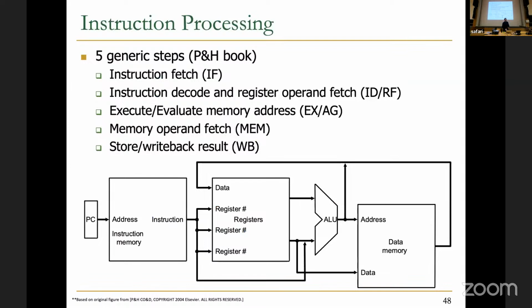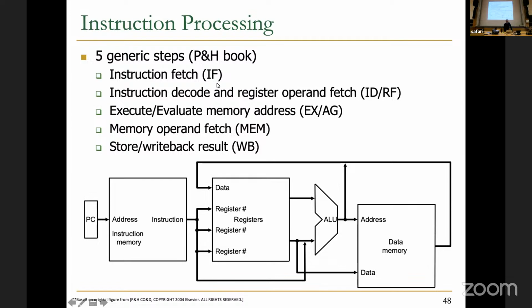Okay, so basically, I'm going to follow this Patterson and Hennessy book, which divides, and your book also divides, the processing into 5 generic steps. You have instruction fetch, basically program counter. This is the data path, basically. We're going to see this data path. We're going to start with this data path. To be able to fetch instructions, you need to connect the program counter to the address port of the instruction memory, and then get the instruction out.